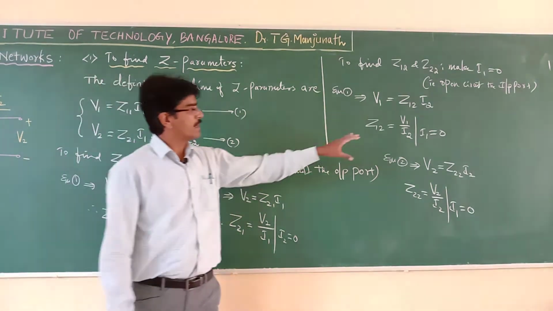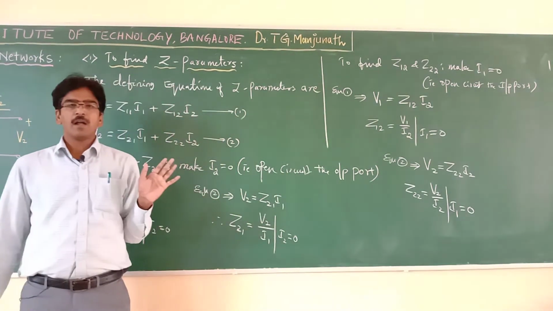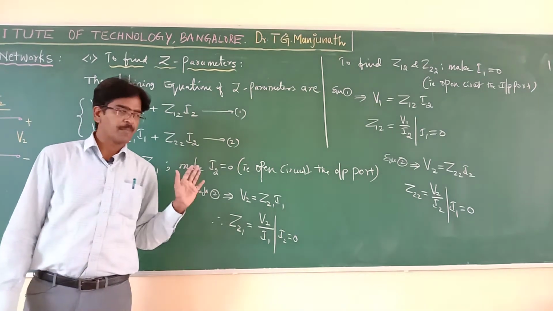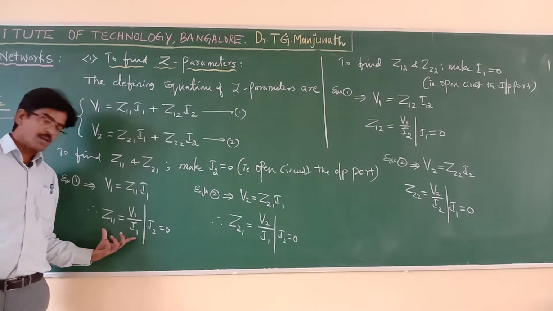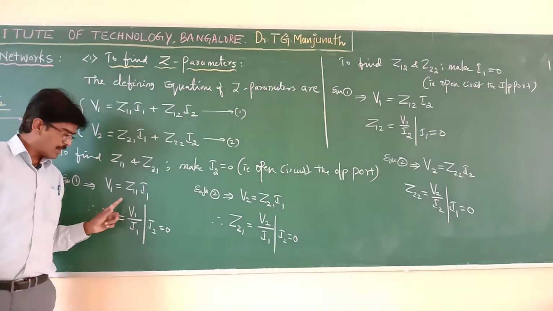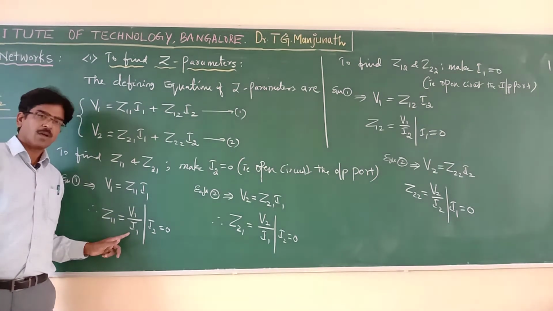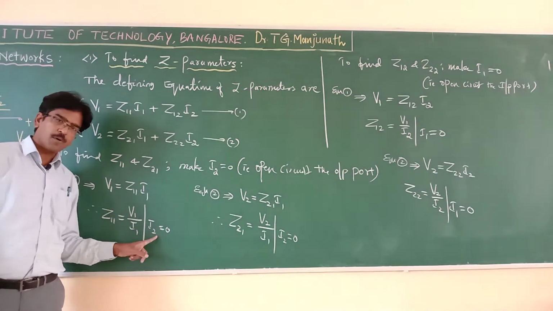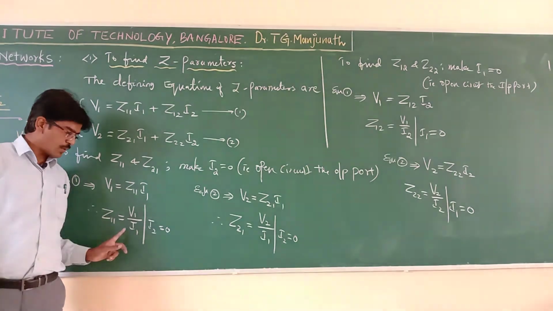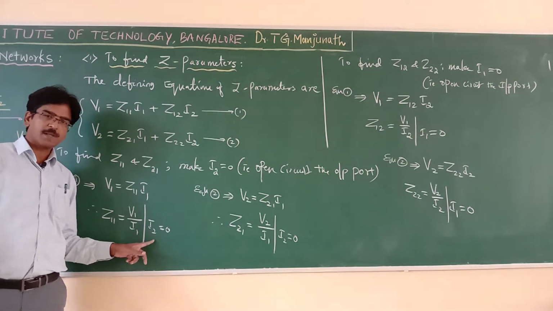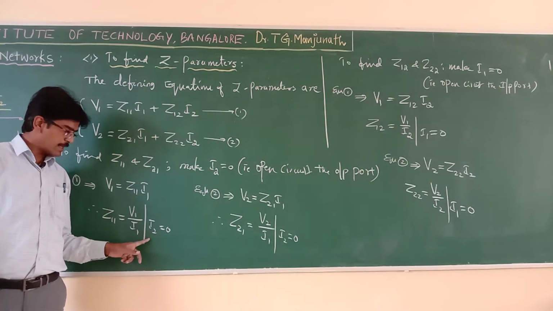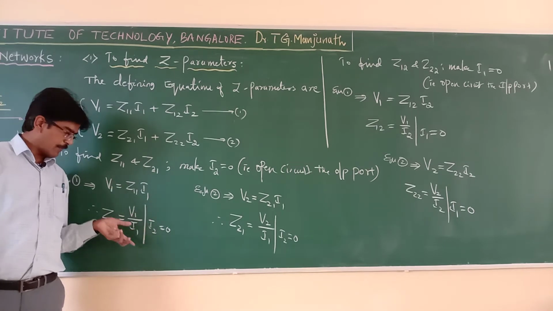Hence these two, Z12 and Z21, are called transfer impedance. Okay. Now let us define what is this. Z11 is nothing but input impedance with output port open circuited. So to find this, what you are doing? You are creating open circuit at the output port. Hence, we have to define properly.